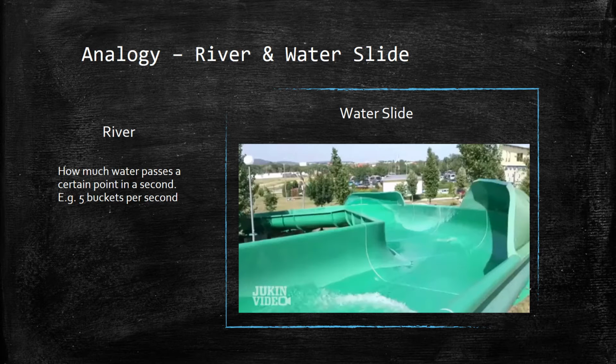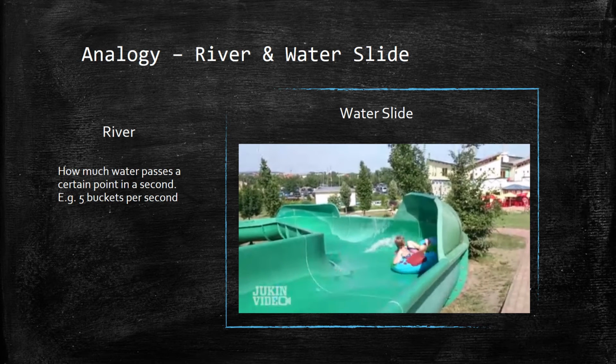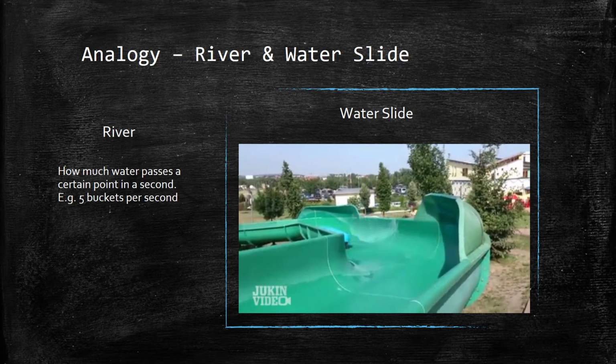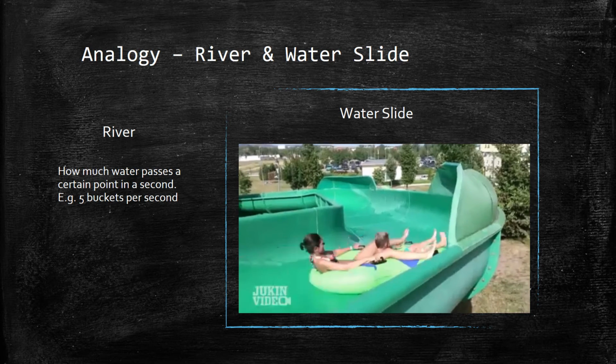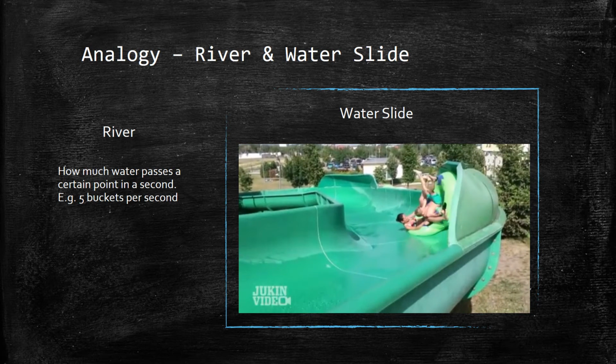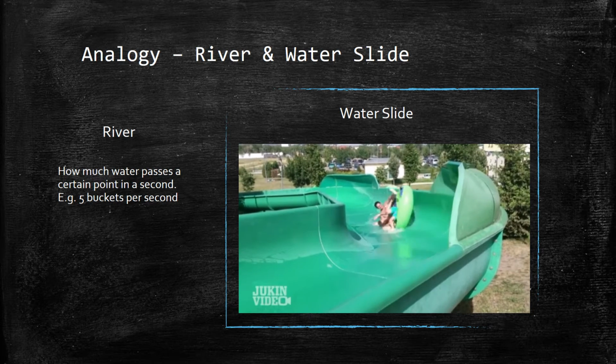Another analogy could be people going down a water slide. If one person represents 1 coulomb, when this boy goes down the slide, he is the only one to pass this point in a second, so the current will be 1 amp. But when these 2 people go down the slide, there are 2 people that pass a point in a second, so the current will be 2 amps.